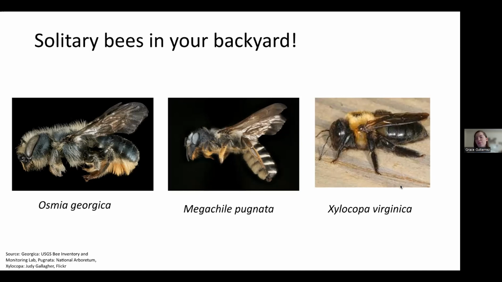Then we have another solitary bee that I know many of you might be familiar with and also might not like. It's called Xylocopa virginica, also known as a carpenter bee. You'll probably see these big guys and gals buzzing around, and you may not even like them because they make holes in your house by chewing, but they can also use bee hotels as alternatives to chewing holes in your house or your porch. So, that's a win for bee hotels.